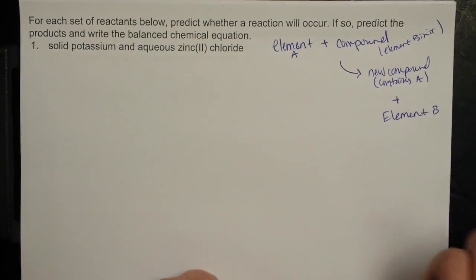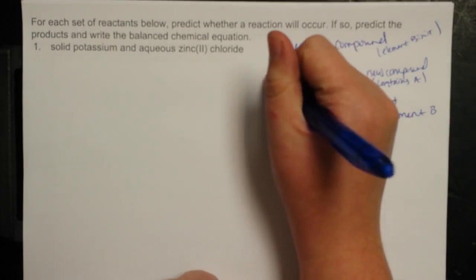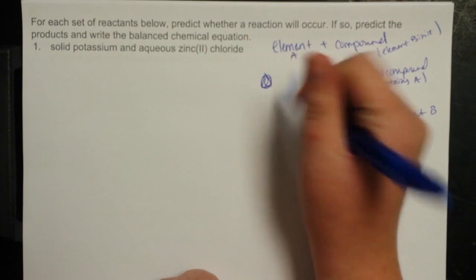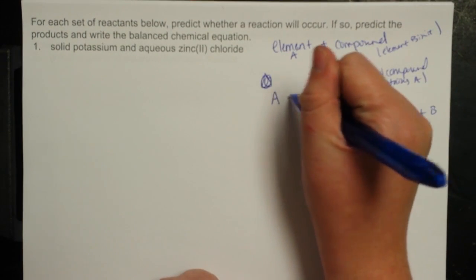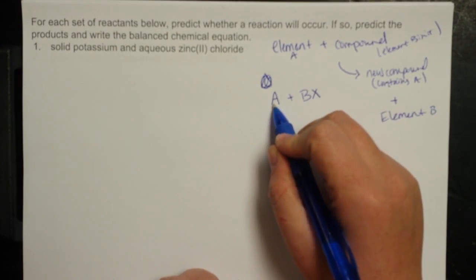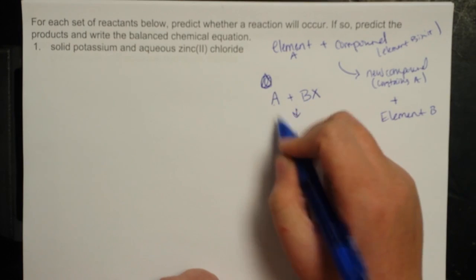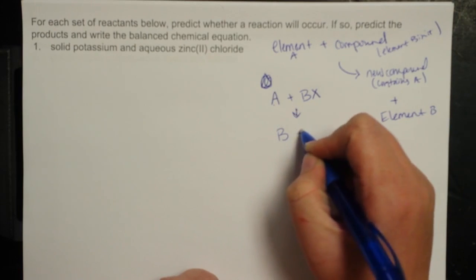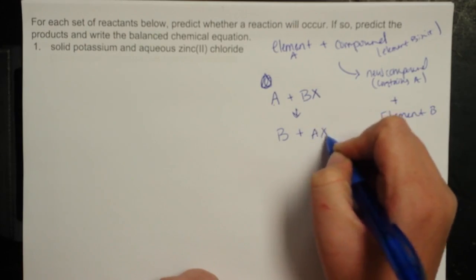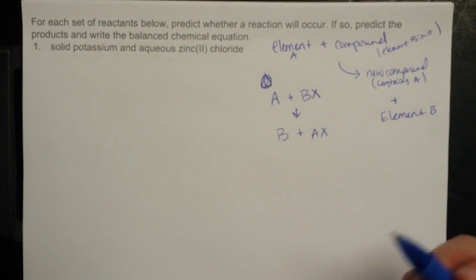Okay, and so it's really a replacement, or he goes and replaces somebody else. You can think about it. You've got A plus BX, and if A is strong enough, it can kick B out. All right, and so if it kicks B out, now you got B by itself and A in the compound. Okay, so A replaces B in this case.